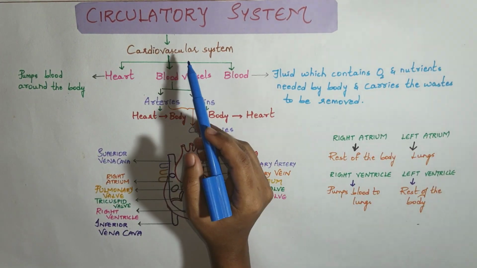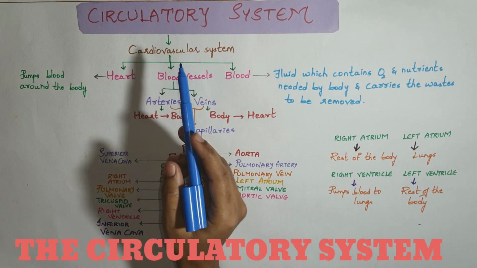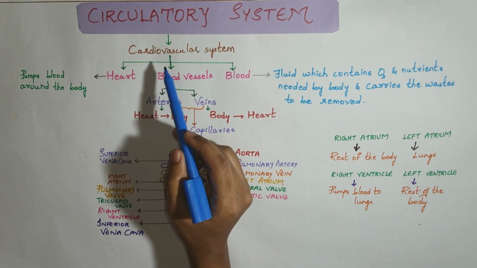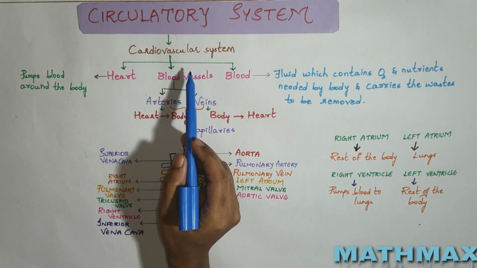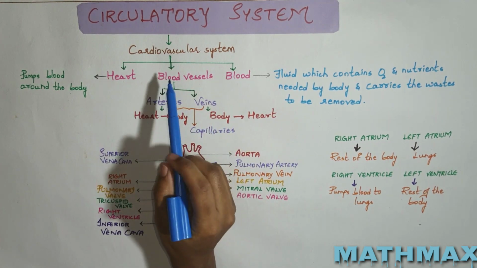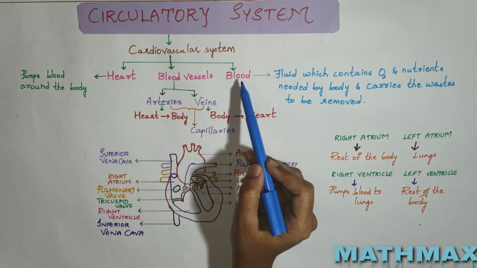This video is about the circulatory system. So let us start with the basic concept related to the circulatory system, also known as the cardiovascular system, which can be thought of as the transport system of the body. The cardiovascular system refers to the heart, blood vessels and the blood.